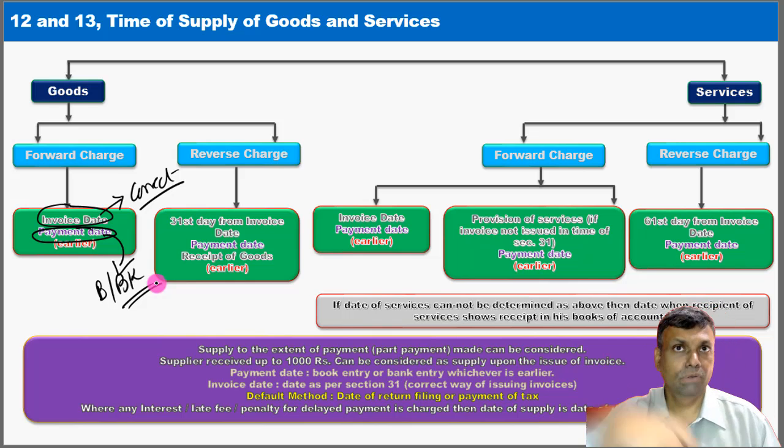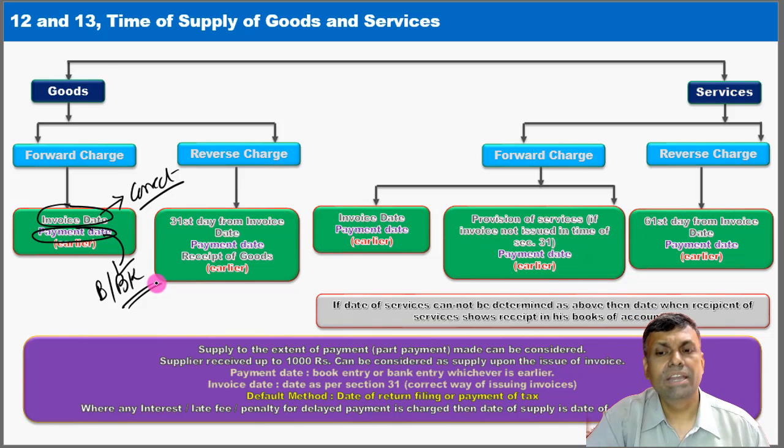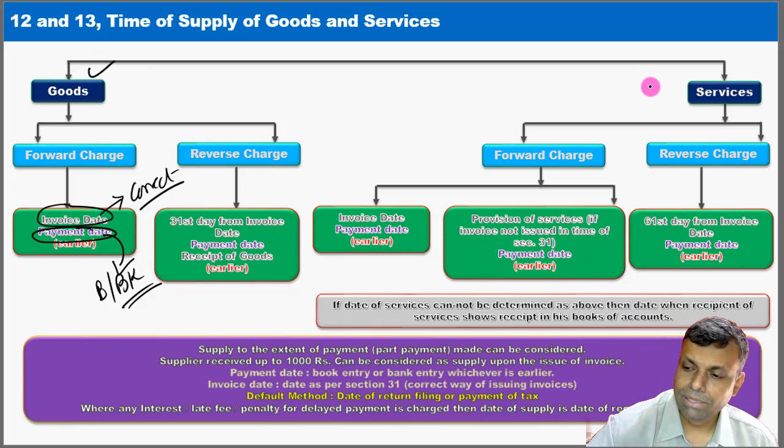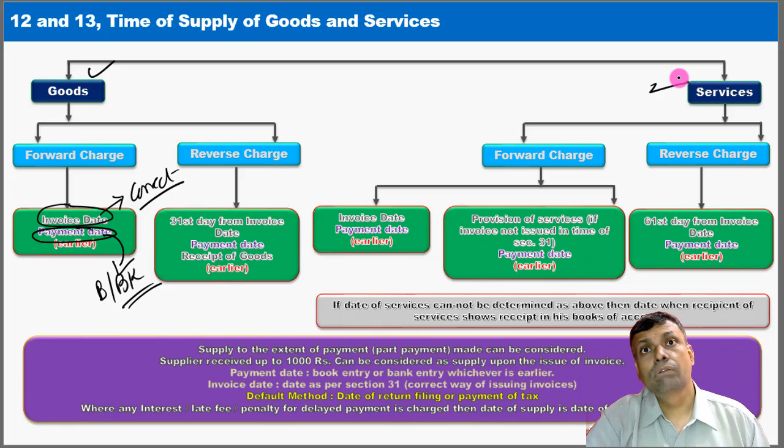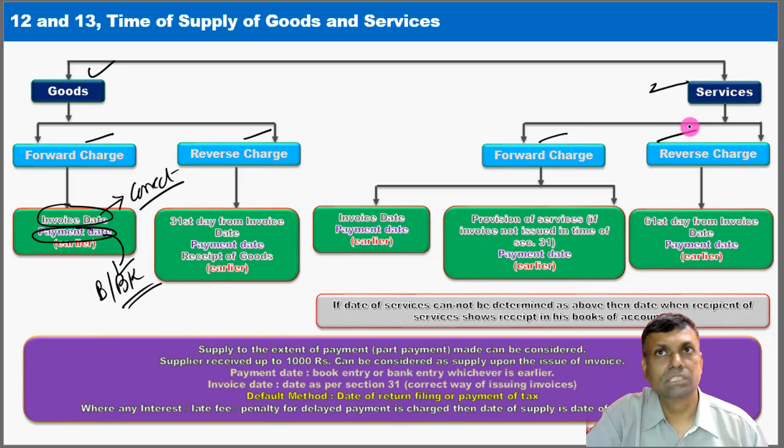Now further, these provisions of section 12 and section 13 are divided into those for goods and those for services. For services, there is a little bit of a different concept, and for goods, there is a little bit of a different concept. And for goods on forward charge, there is a different concept; reverse charge is a different concept. Same thing for services: forward charge, different concept; reverse charge, different concept.